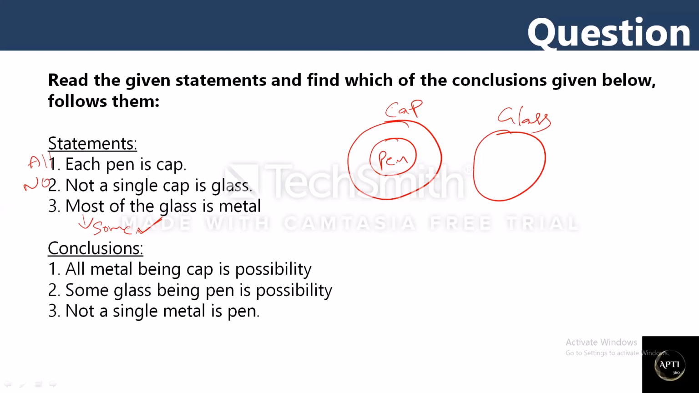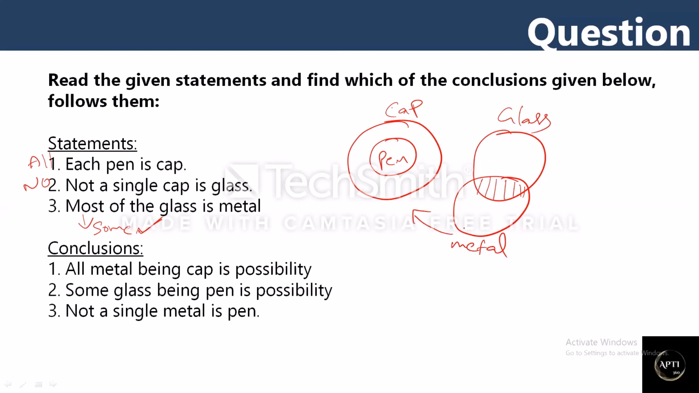Now most of the glass is metal means some of the glass is metal. Some part of the glass is metal. Here glass and metal, I'm drawing the Venn diagram, but in the maximum case this metal can disturb these circles. Remember this. Now what's the first conclusion? All metals being cap is a possibility.